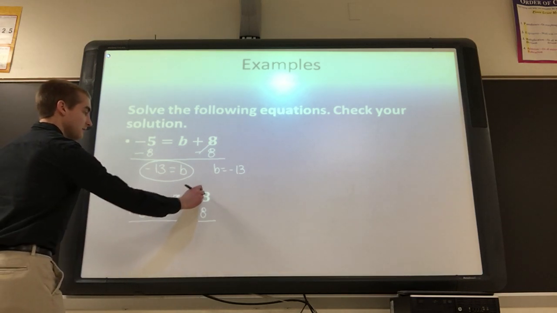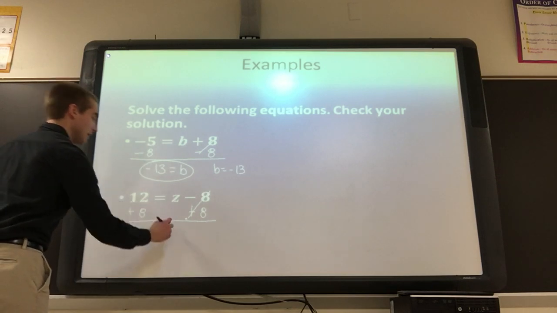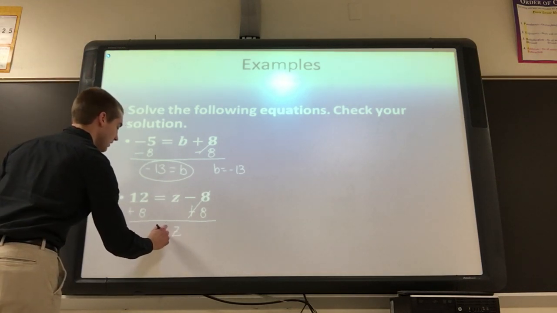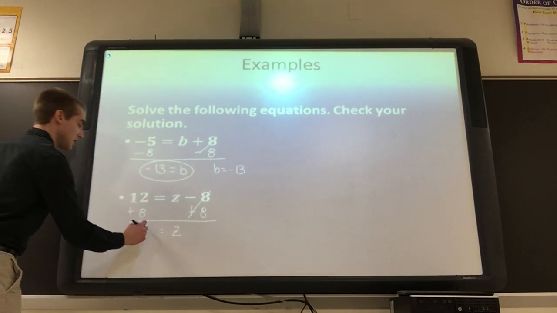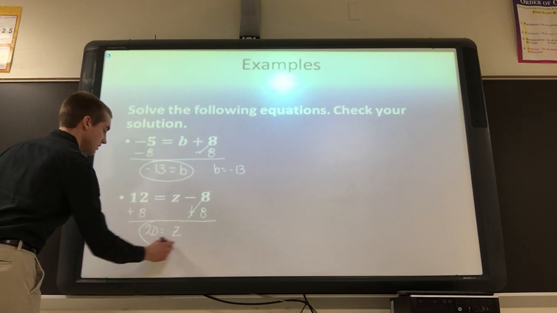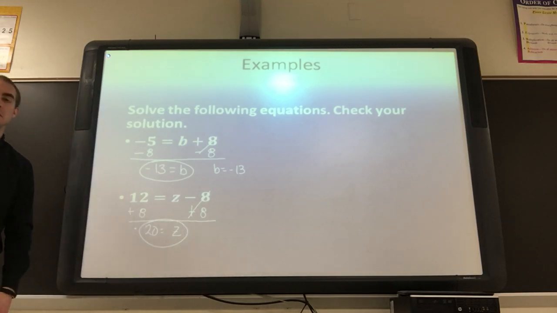So minus 8 and plus 8 can cancel out. I'm left with z on the right-hand side. 12 plus 8 gives me 20. So z equals 20. That would be my answer.